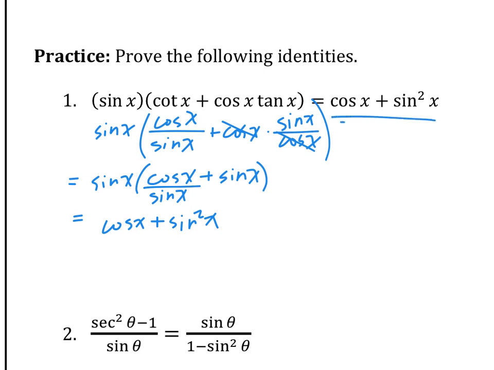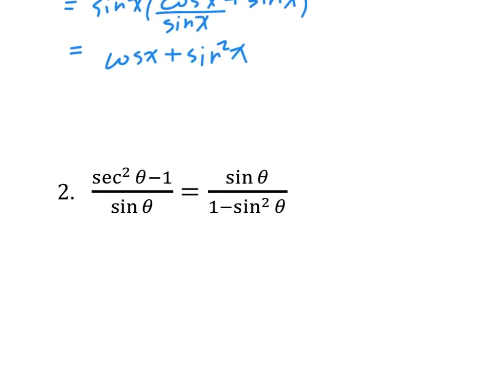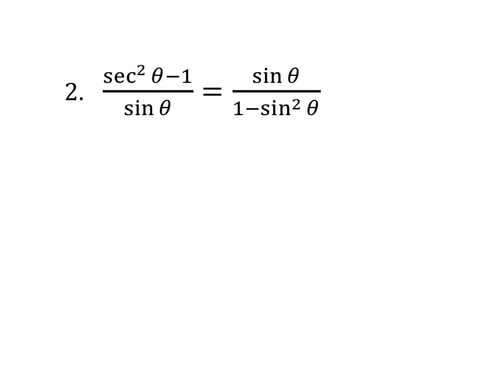Just looking at the target, you can see that there's only cosine and sine, so that means this cotangent and tangent has to go. So then the fastest way is just change everything to cosine and sine, and then go from there. All right, give the second one a try and come back and check the answer.